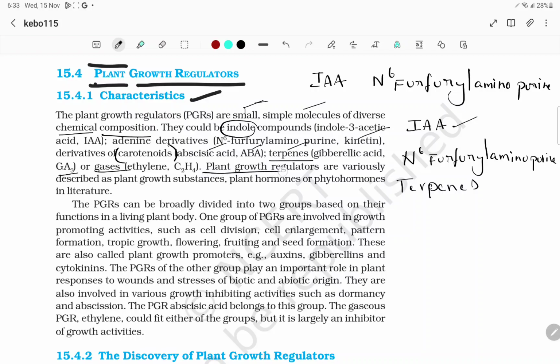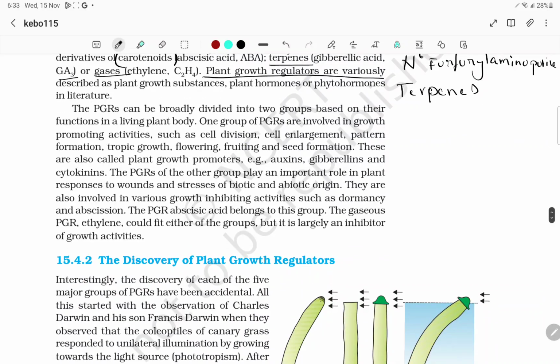Plant growth regulators are variously described as plant growth substances, plant hormones or phytohormones in literature. The plant growth regulators can be broadly divided into two groups based on their functions in the living body. Okay, how do they function? How do they give the response?